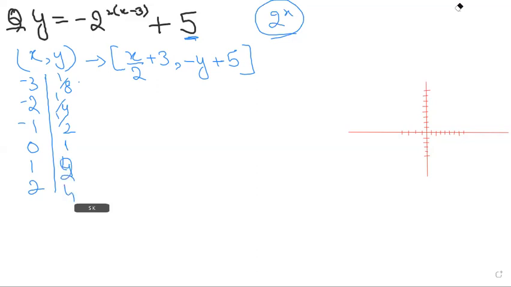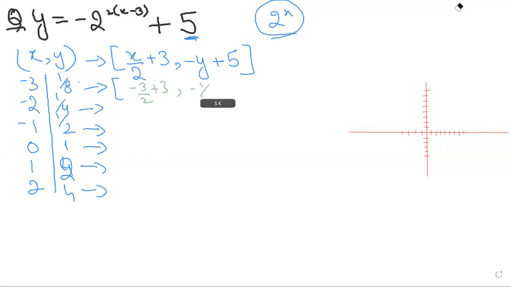Now I have to put these values into my transformation. How? Let's see the first one. I'm doing it with a different color. Instead of x, I'm going to write negative 3, and instead of y, I'm going to write 1 by 8. Now I'm going to solve it. If I simplify this, I will get my x value, which will be 1.5, and my y value, which will be around 4.8. So this is my first coordinate.